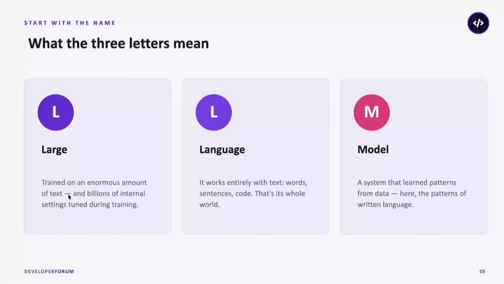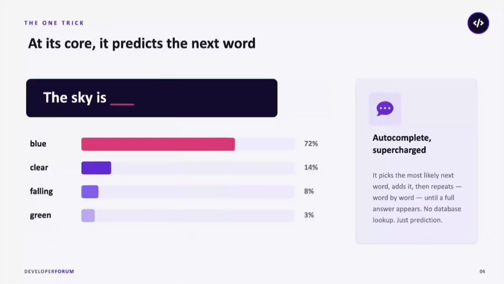Now let's look at the one clever trick that makes it work. Here's the part that surprises most people. At its heart, an LLM does one thing. It predicts the next word. That's it. Basically, you give it a word and it predicts the most likely next word, based on its pattern recognition technique. Then it adds that word, looks at everything so far, and guesses the next one, and repeats this process again and again. Later, it strings those guesses together and you get full sentences, paragraphs, and whole essays.